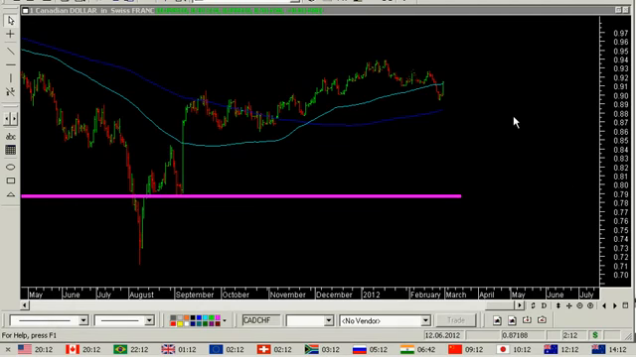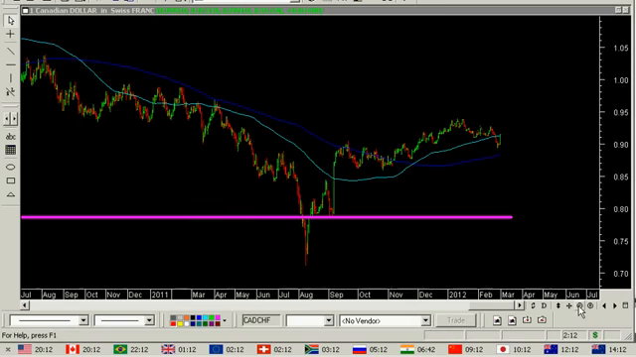Here we see the intervention as the SNB intervened. So here the development.